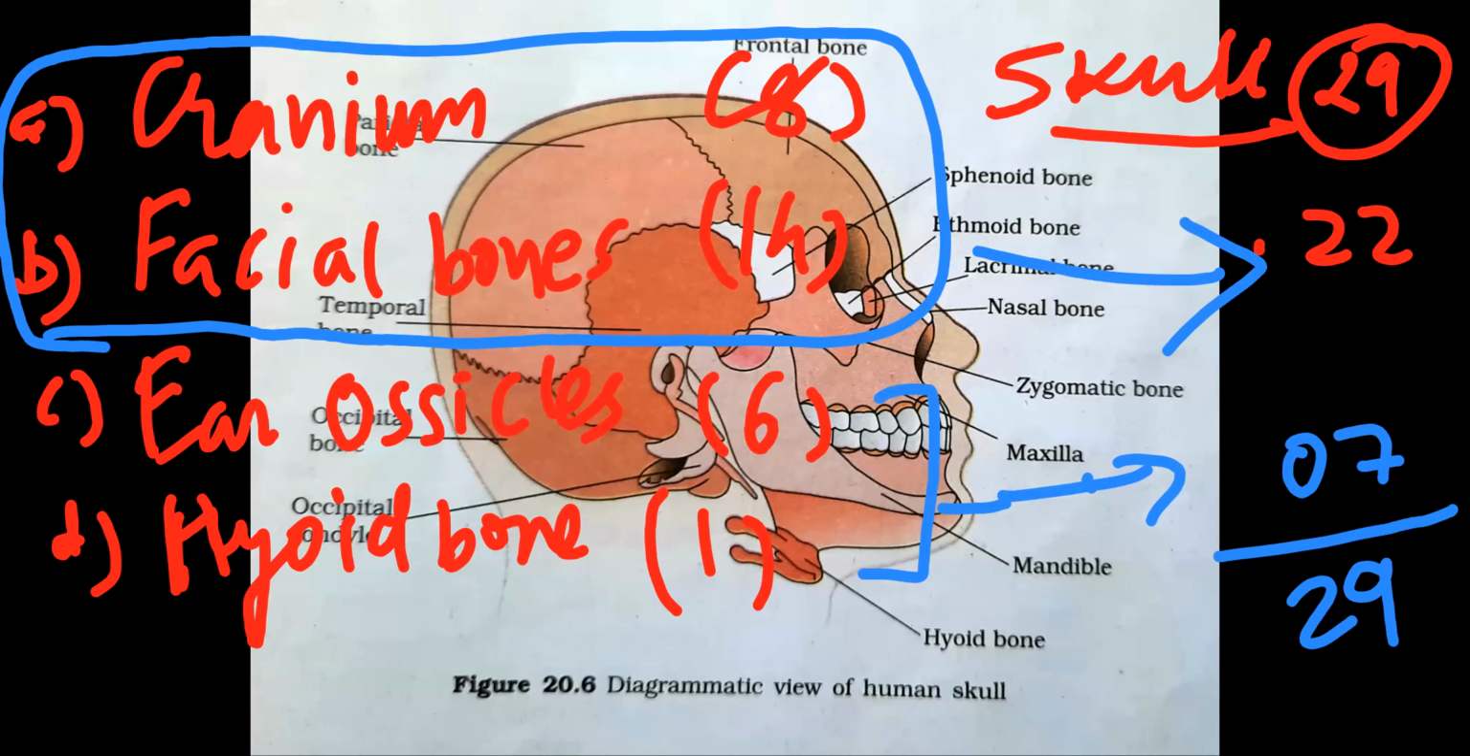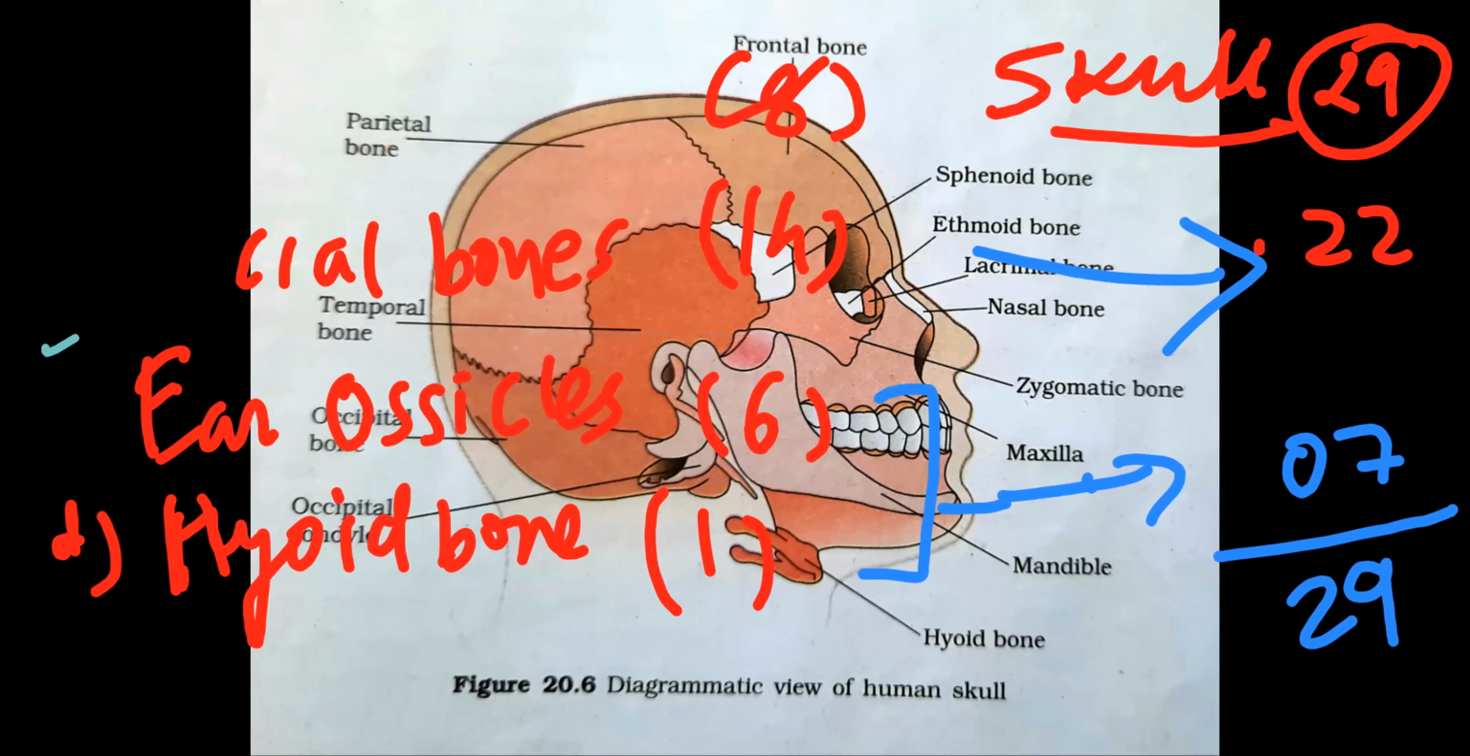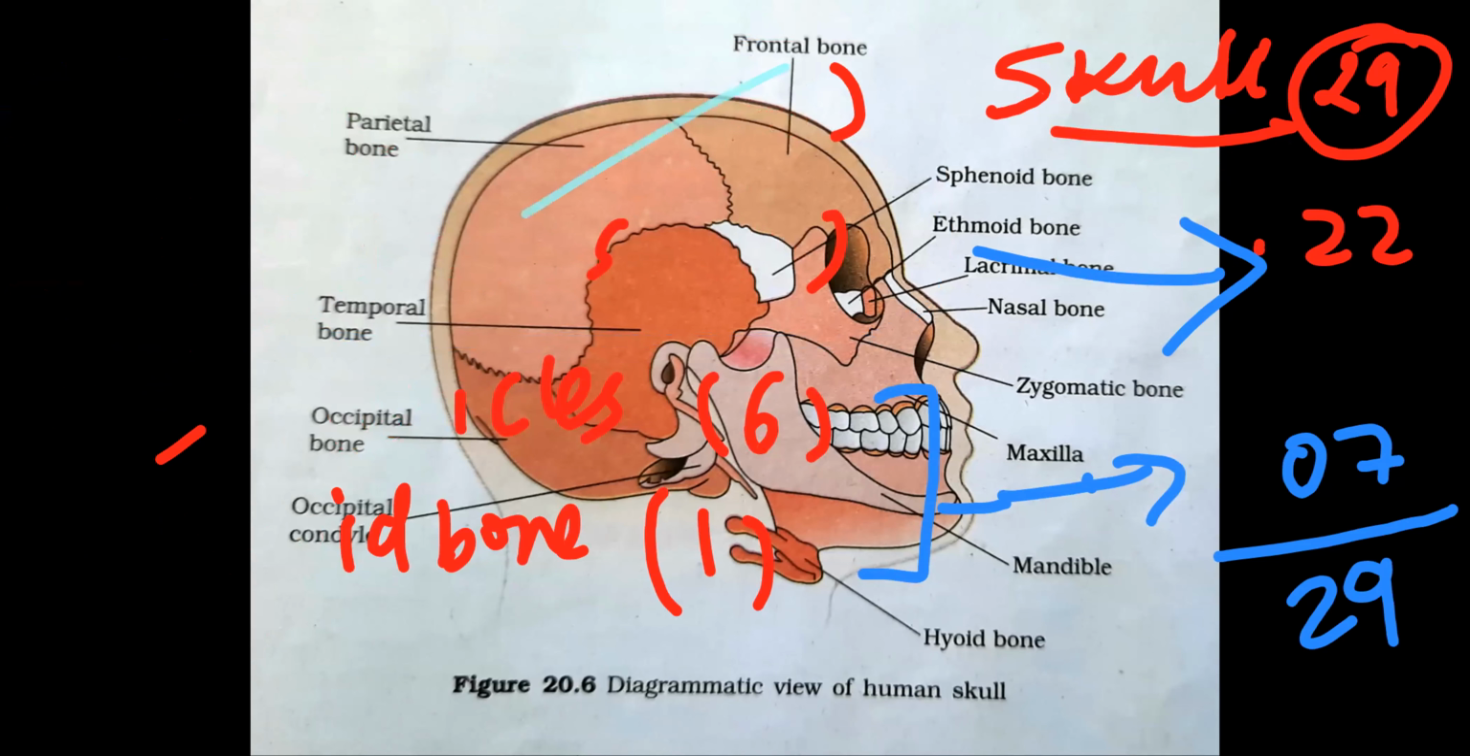8 bones in cranium, 14 bones constituting our face, 6 bones as ear ossicles, those which are related with the middle ear. Malleus incus, you must have heard about that. And last is the hyoid bone at the base of the tongue. So these are the bones included in the skull. Let me give you the profile of first one. That is the cranium.